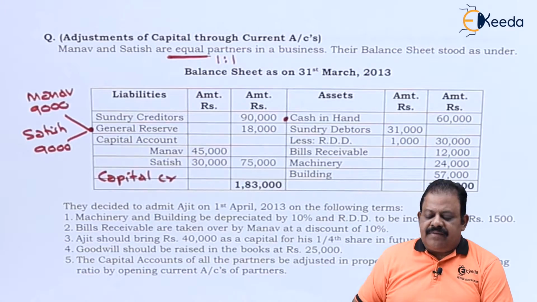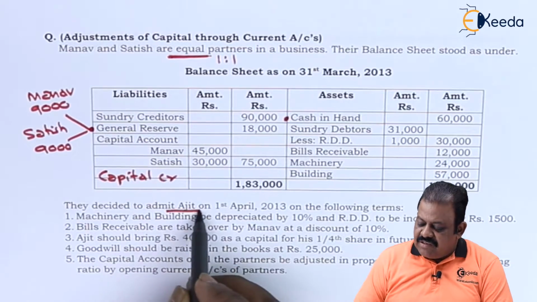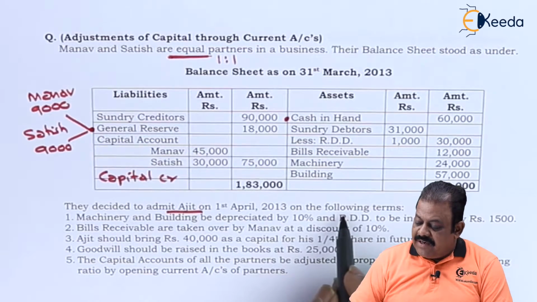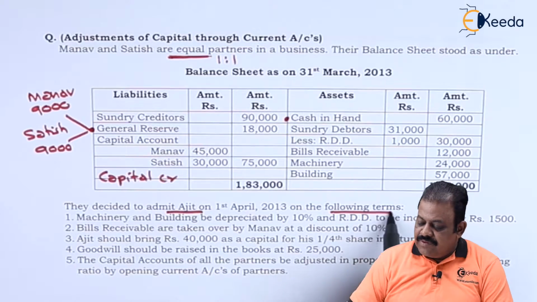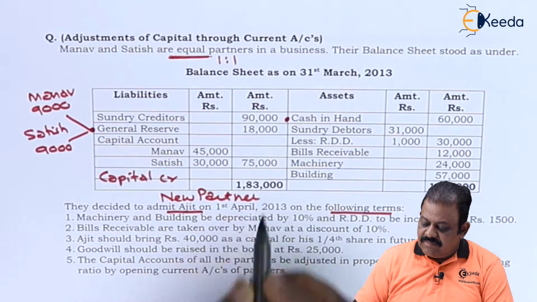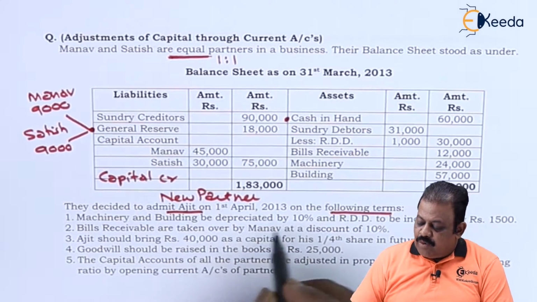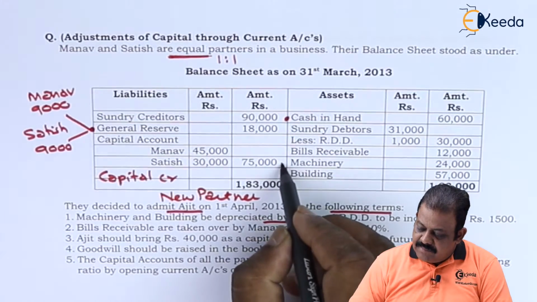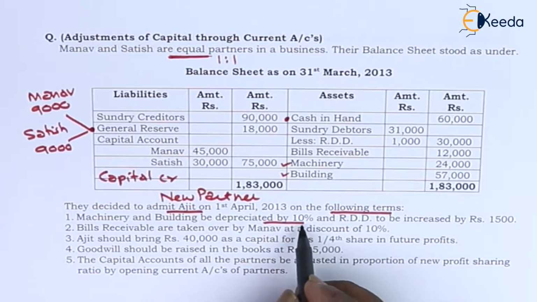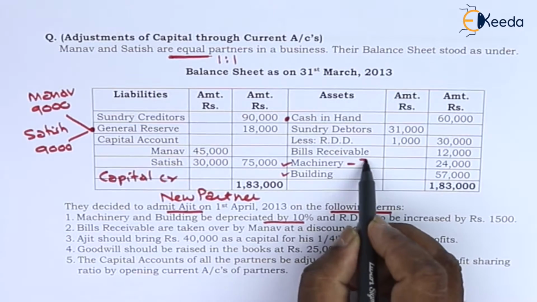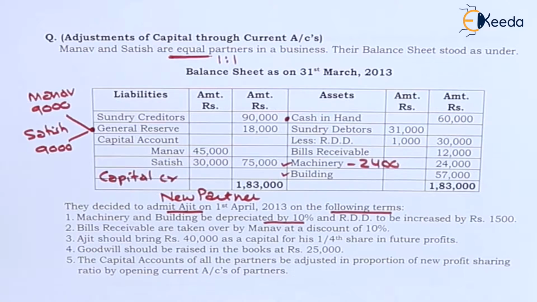Capital account credit. They decided to admit Ajit as a new partner on 1st April 2013 on the following terms. So your new partner is Ajit. Machinery and building to be depreciated by 10%. Machinery current value is 24,000. 10% means 2,400. This will be deducted from machinery on the asset side.